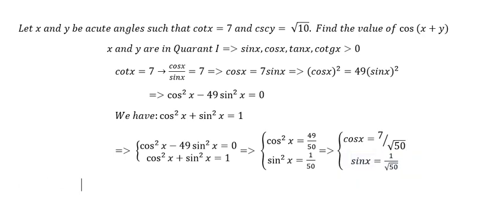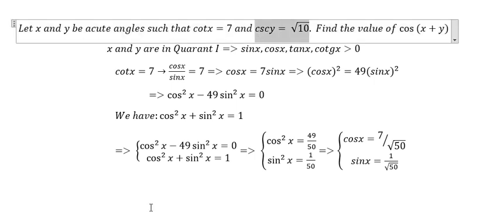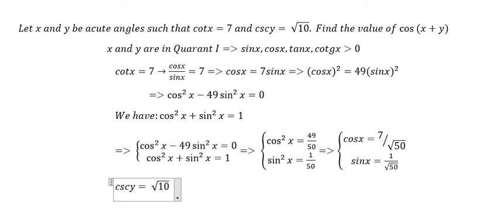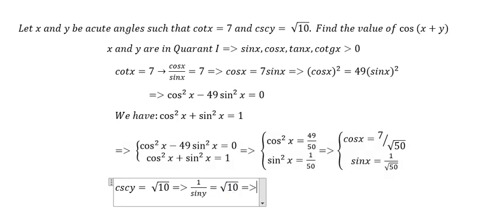And the next one, we have cosecant y equal to square root 10. Cosecant can be converted to 1 over sine y, equal to square root 10. And sine y should be square root 10 over 10.